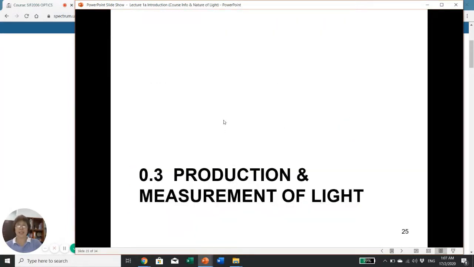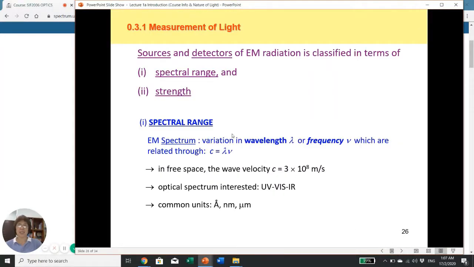Okay, now let's look into production and measurement of light. In order to produce light, we would need sources of EM radiation. In order to detect, of course, we need detectors. And how do we classify them? We classify them in terms of their spectral sensitivity. In other words, what is the spectral range that they are able to detect, or what is the spectral range that these sources are giving out, the range of wavelength that they are able to give out. So we're talking about distribution of the wavelength. And secondly, we also talk about what we call intensity or the strength.